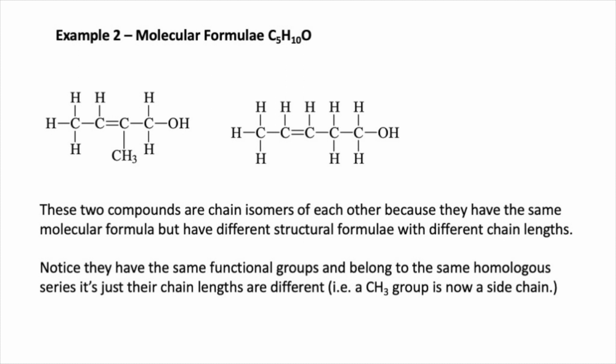Notice that both compounds have the same functional groups. They have an OH group, an alcohol functional group, and a carbon-carbon double bond, an alkene functional group, and they therefore belong to the same family, the same homologous series. It's just their chain lengths that are different. This is why they're classed as chain isomers. And chain isomers are the first type of structural isomers. There are 2 more that we're going to cover in this lesson. These are positional and series isomers.